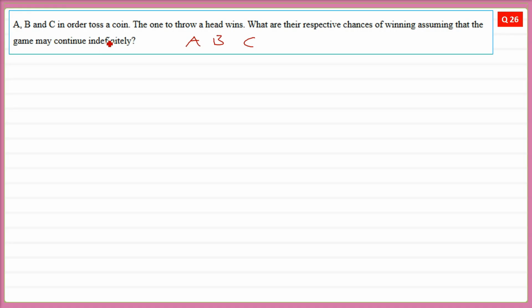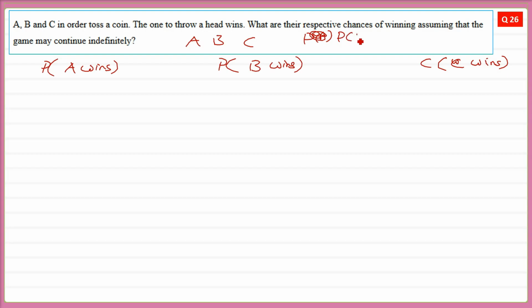We already know in the previous question we have seen that this goes on and on forever. So we'll do it side by side: the probability of A winning, the probability of B winning, and the third one is the probability of C winning. So this goes side by side. Why? Because I want to show you the differences and the similarity when we compute them.